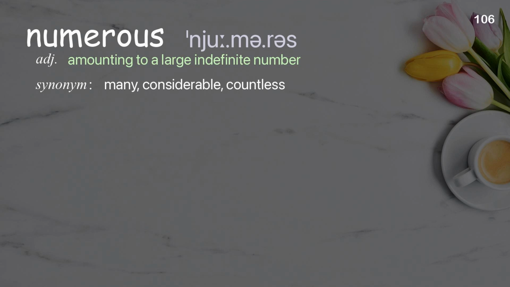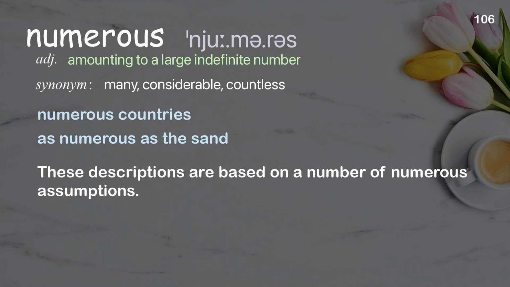Numerous: amounting to a large indefinite number. Examples: numerous countries, as numerous as the sand. These descriptions are based on a number of numerous assumptions.